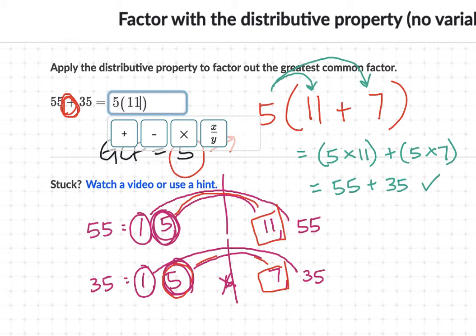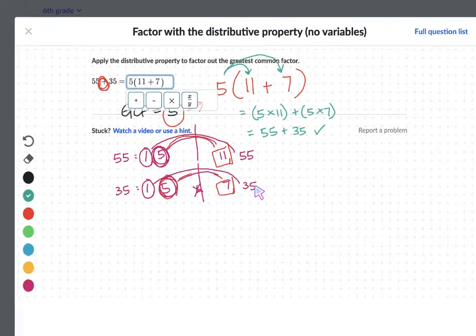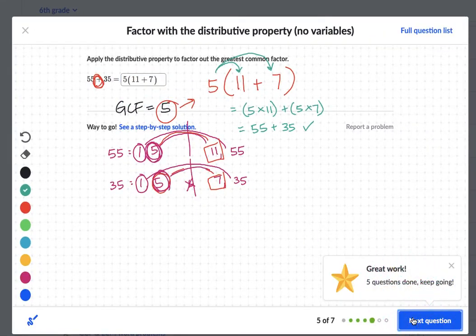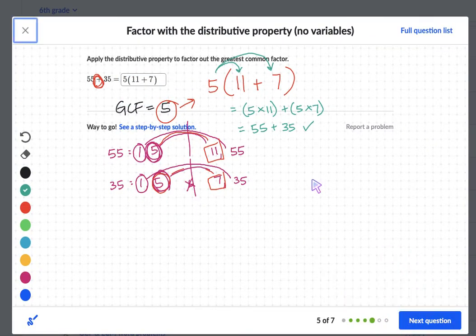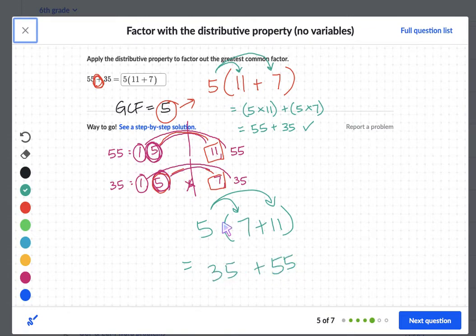5 times the quantity of 11 plus 7. And it's correct, okay? You have to be careful, the order does matter here. If I had 5 times the quantity of 7 plus 11, then checking it, it would not be in the correct order. So it would be 35 plus 55. 5 times 7 is 35, 5 times 11 is 55.